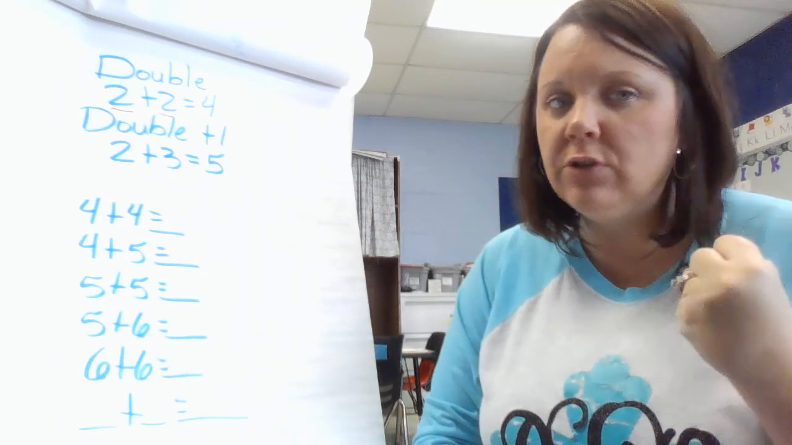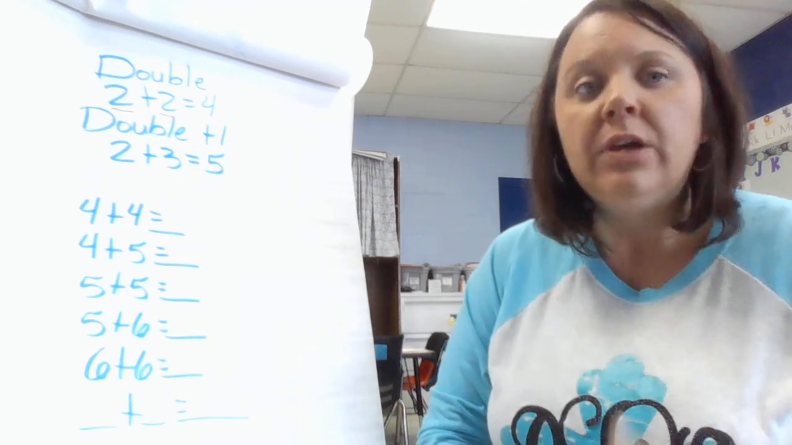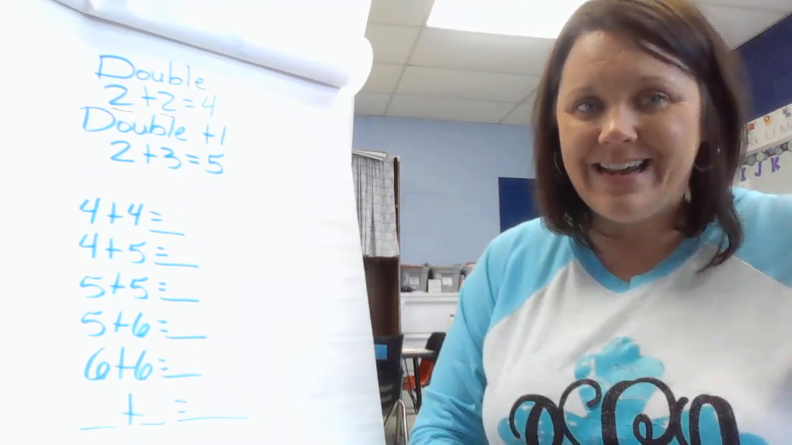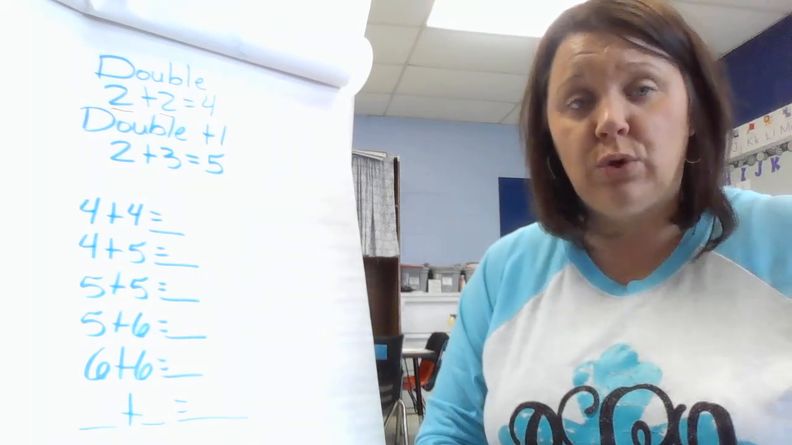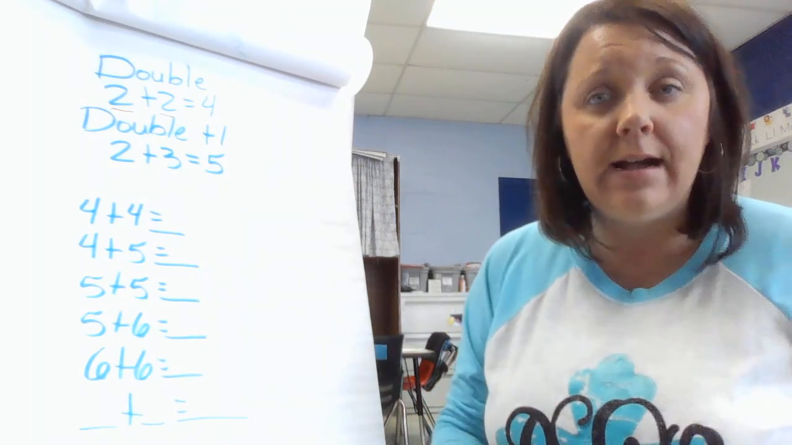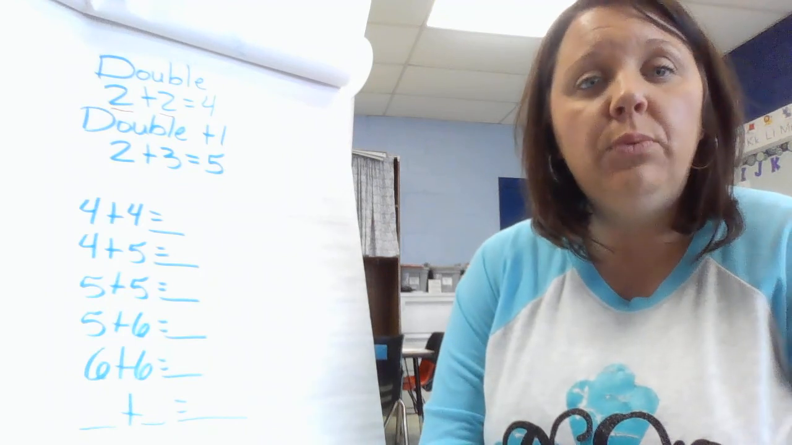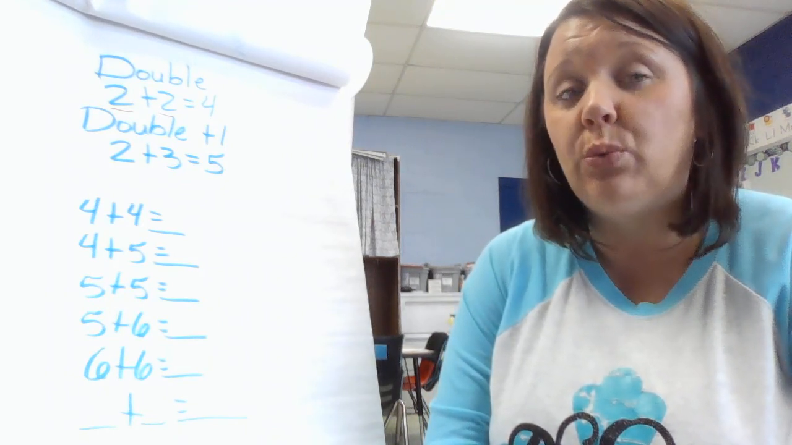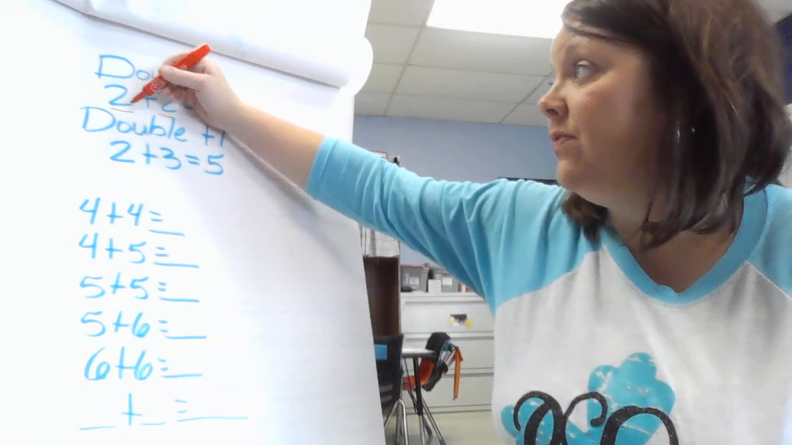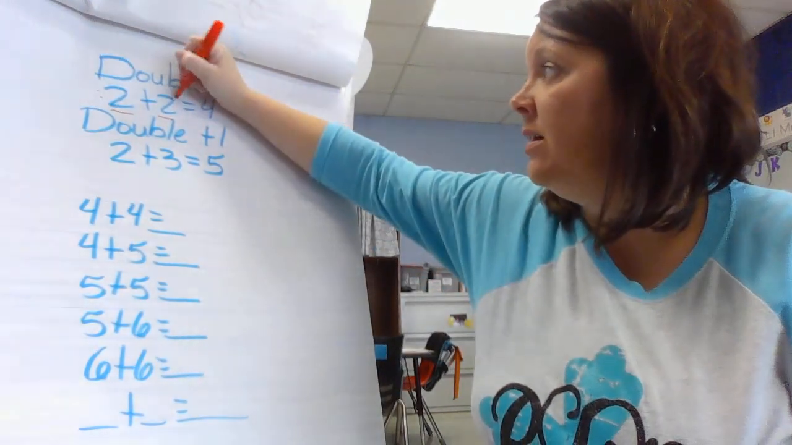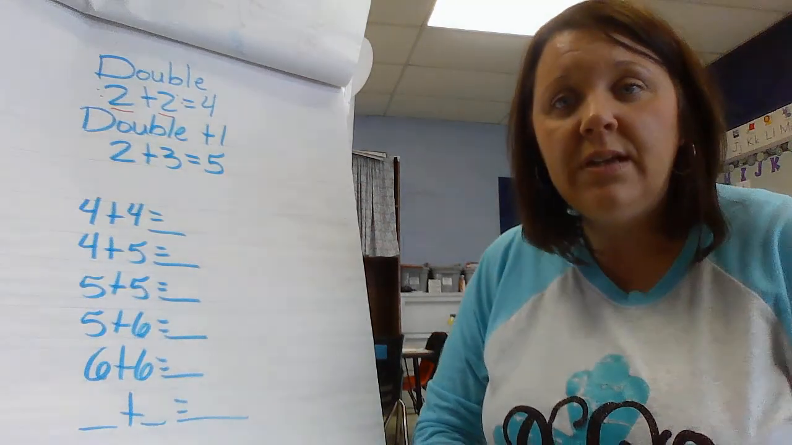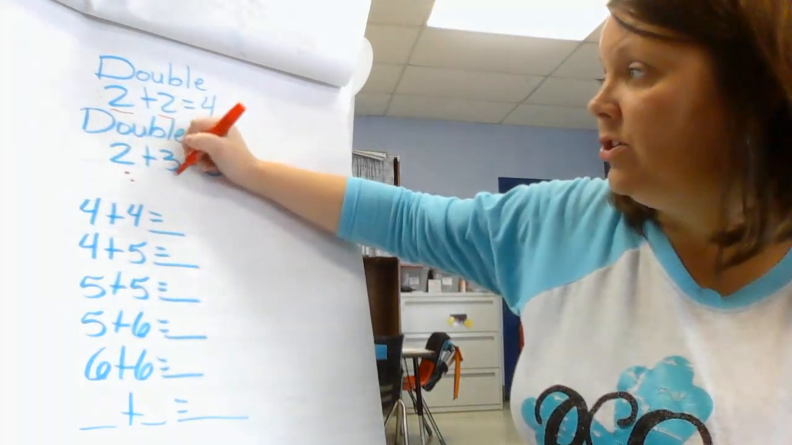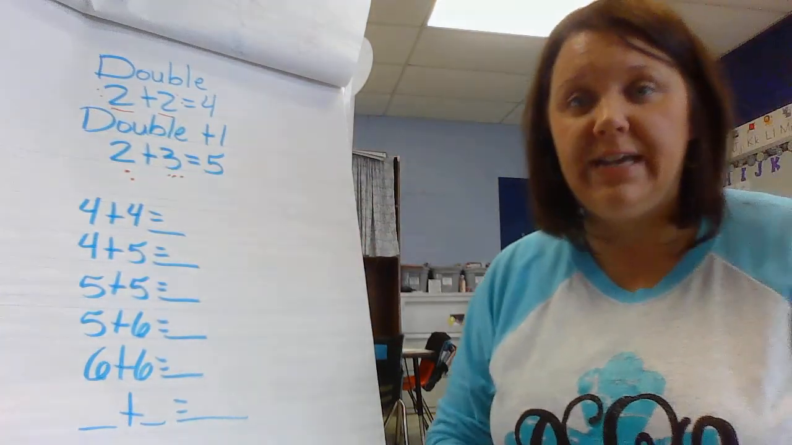Doubles facts should be memorized without counting on your fingers. You should know 2 plus 2 is 4, 3 plus 3 is 6. Those are automatic facts that should be stored in your brain. You should have those memorized, not counting on your fingers. So we want to learn to use doubles facts and doubles plus 1. If I say the doubles fact is 2 plus 2, then the double plus 1 would be 2 plus 3.